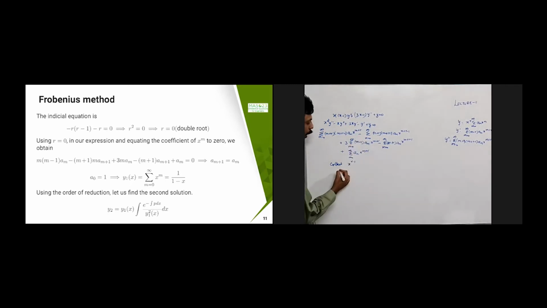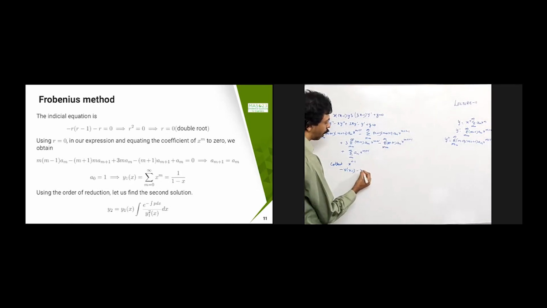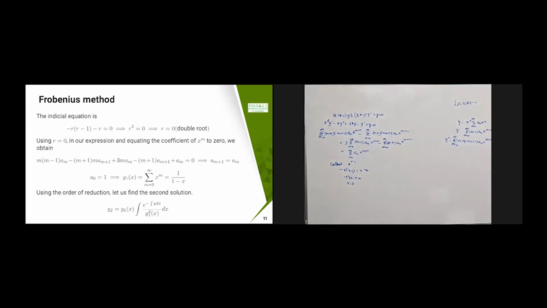Therefore, this becomes minus r into r minus 1, minus r, equal to 0. So you get minus r square plus r minus r equal to 0. Therefore r is going to become 0, and it is a double root: r square equal to 0, so r equal to 0, 0. Since it is a double root, you can expect that ln x times something is going to be one solution.